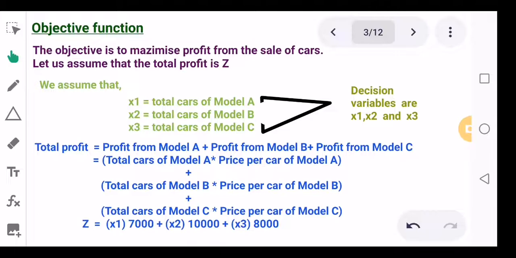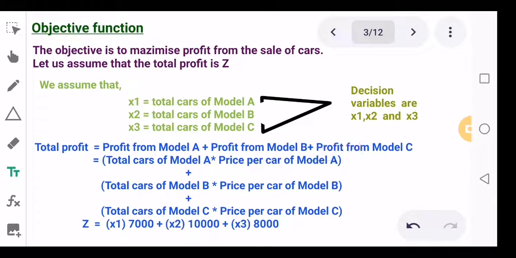So how much profit are you going to make from Model A? The profit that you are going to make from Model A will be equal to the total cars of Model A that you are going to sell multiplied by profit per car. Profit would be the better word. Profit per car of Model A, plus total cars of Model B into profit per car of Model B, plus total cars of Model C into profit per car of Model C. So that is what your total profit is.